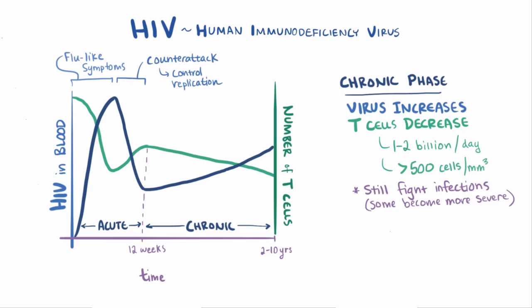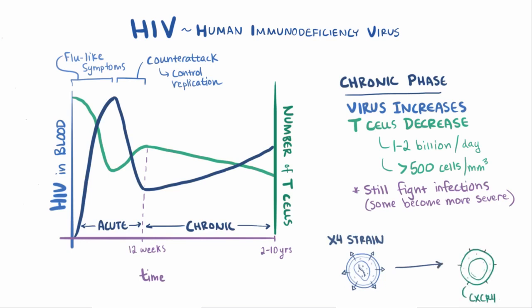Now, remember how HIV can create mutations? Well, during the chronic phase of HIV infection, it's worth pointing out that some patients develop an X4 strain of HIV, which targets the CXCR4 coreceptor, which is essentially only on T cells.